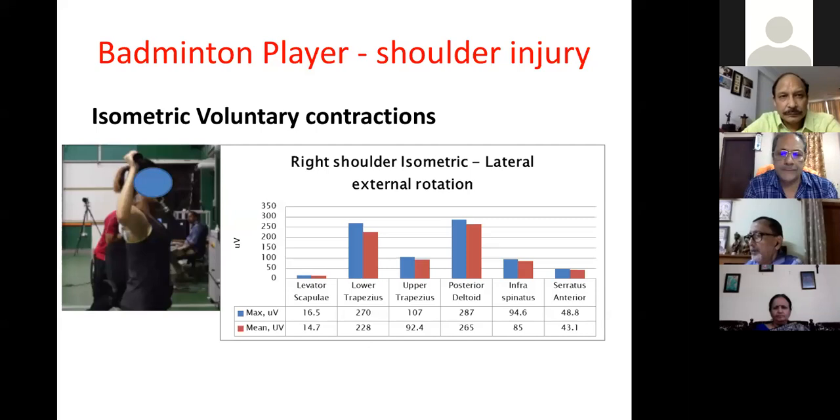So after the injury, we wanted to see whether the athlete was okay in the back area of the shoulder, which was actually injured. When you are doing any kind of backward movement, are the muscles working or not? So we put EMG on levator scapulae, lower and upper trapezius, posterior deltoid, infraspinatus and serratus anterior. In this test, she was doing quite well.